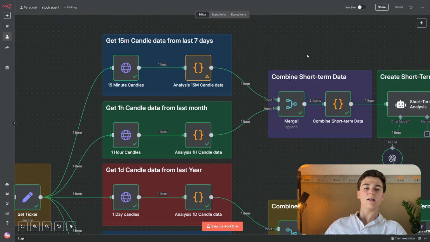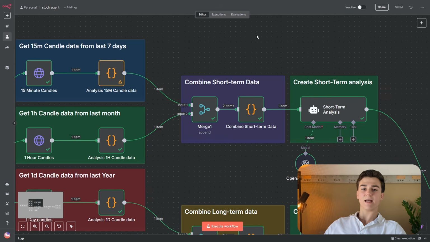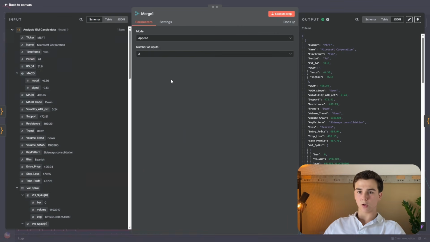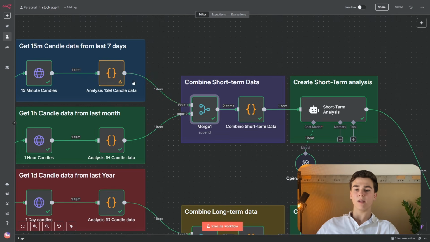So now that we've calculated all of the indicators, we will merge the data in this merge node. In this merge node, we will do mode append, so we'll append all of the data. And then the number of inputs will be 2, because we only have 2 inputs.